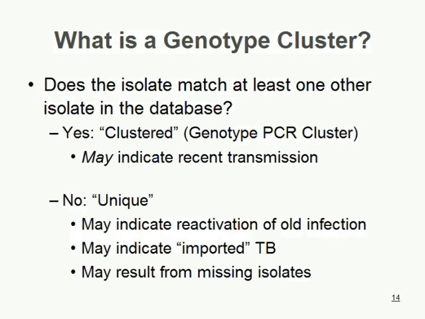But unique can also result from missing isolates. So if 60% of the isolates from your culture-positive patients have been genotyped and you have a unique pattern for a patient, you don't know whether there might have been a cluster with one of the 40% of isolates that weren't submitted for genotyping. So it's really important to have high proportions of isolates submitted for genotyping. I believe now the national proportion is over 80%, and certainly if you can get up to 85, 90, or 95%, you have good clustering data.